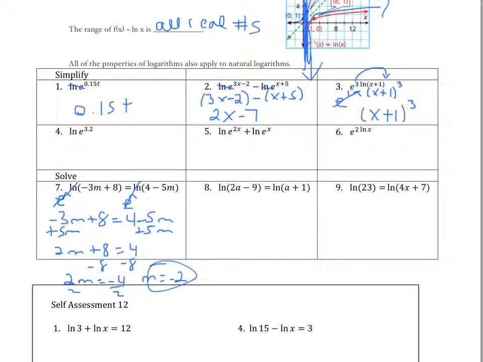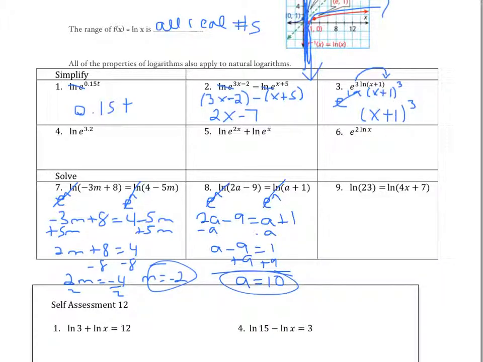Just like we did in number 7, we're going to exponentiate. E to the natural log and e to the natural log cancel out, so we have 2a minus 9 equals a plus 1. Subtract a from both sides, I get a minus 9 equals 1. Add 9, and we have a equals 10. Go ahead and do number 9 as homework.